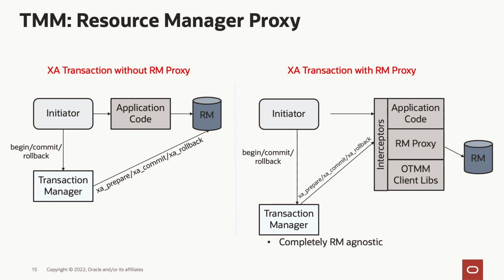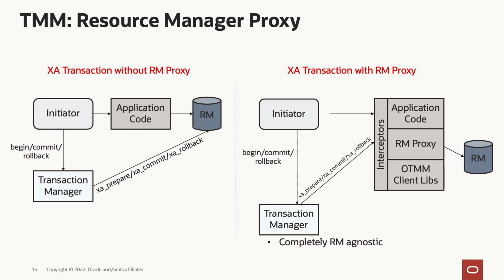One particular use case that we have for these interceptors is what we're calling the resource manager proxy. So in the normal case for two-phase commit transactions with an XA transaction manager, the initiator calls the application code, which invokes the resource manager. The initiator also invokes things on the transaction manager, and then the transaction manager communicates directly with the resource manager. The problem with this is that you have to have RM-specific libraries for each RM that you want to invoke. You have to have a connection to each of those RMs, and you have to have credentials for each of those RMs. So what we're implementing in the Oracle Transaction Manager for microservices is a proxy mechanism.